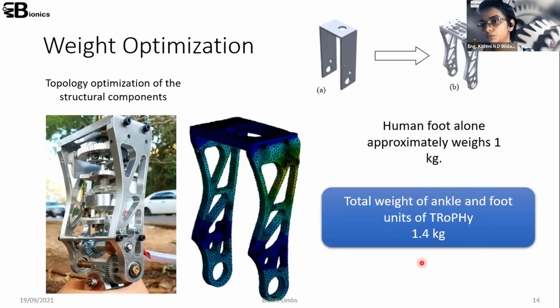After that, we could reduce the weight to 1.4 kilograms. And actually, the human foot alone weighs approximately 1 kilogram. So we decided that it is a reasonable value for our design. Of course, we can improve this weight requirement. I mean, we can make it lighter by using different kinds of materials. Of course, this is the first prototype.